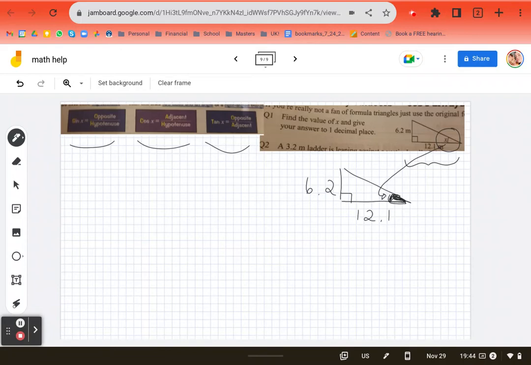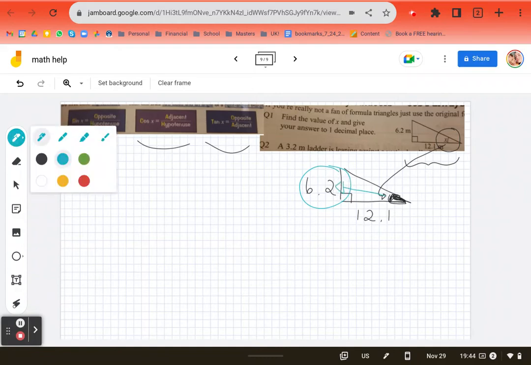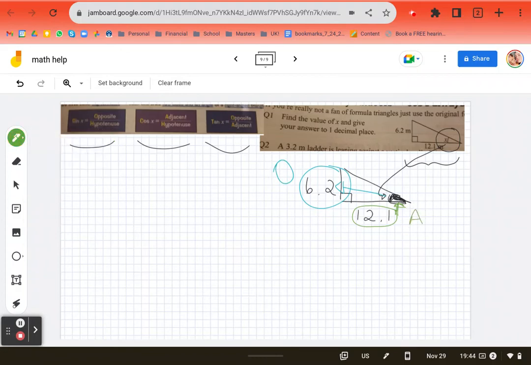Remember, always we label these sides according to their relationship with the angle. So if we look here, this side is opposite your angle. This side is next to, or adjacent. So if we have opposite and we have adjacent, then we look in our formulas and we know we need tan, because it's opposite and adjacent. That's what we have. So we're going to use tan.